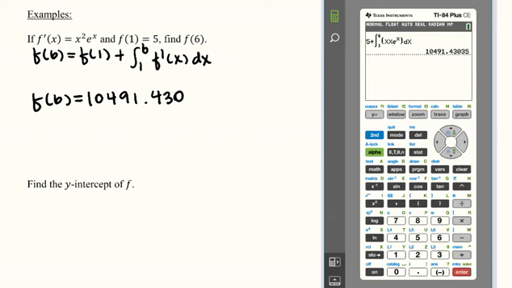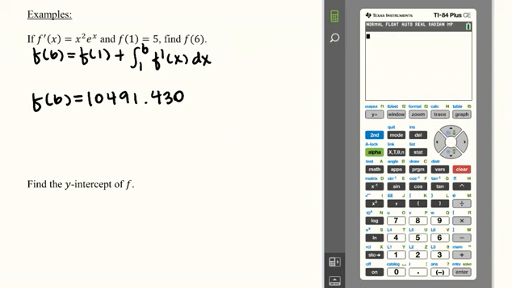And this actually kind of makes sense to me, because x squared e to the x, that's just growing so fast between 1 and 6. 36 e to the 6 is going to be huge. And so, you know, I'm seeing this as a valid answer.